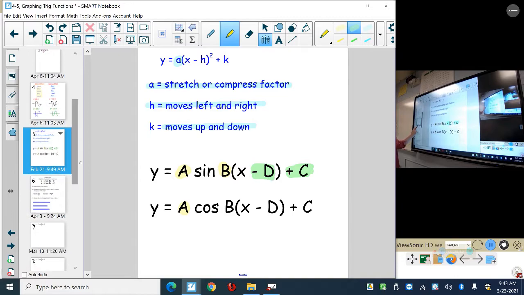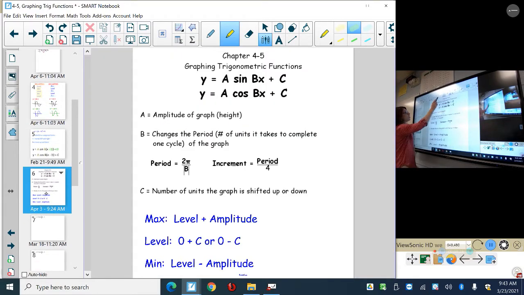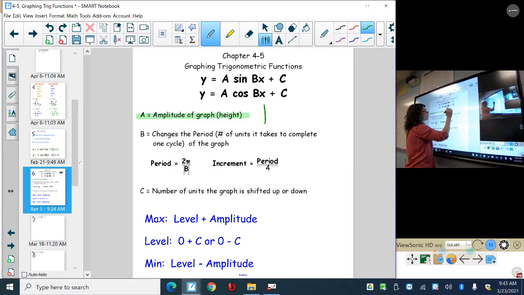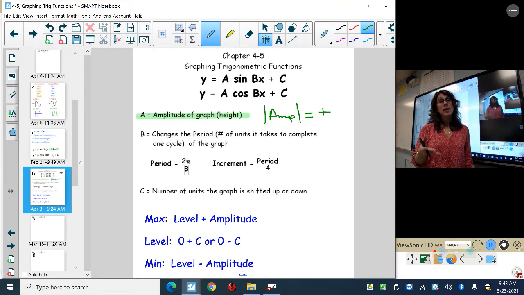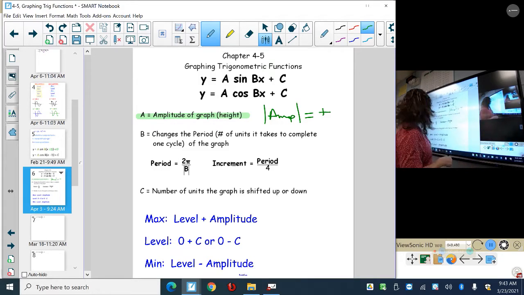So let's go ahead and have some terms here. A is your amplitude. It's the height of the graph. And what I need your brain to understand is that you're always taking the absolute value because it is a distance. And amplitude is always positive because it's measurable. Now, what your brain needs to understand is if it's negative, it flips the pattern. So please be careful with that.